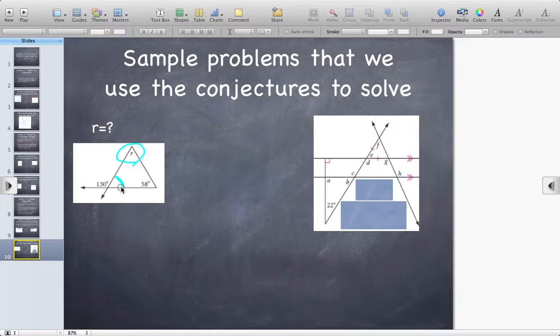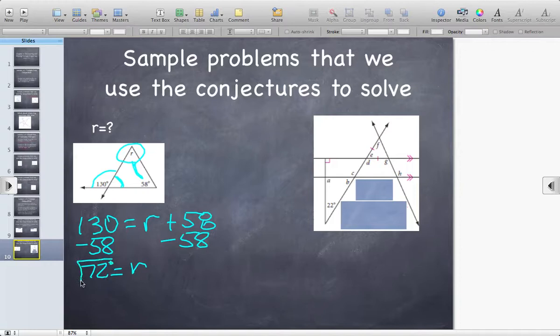But if you can remember that the exterior angle is equal to the sum of the remote interior angles, then you can just say that 130 is equal to r plus 58. And then using algebra, subtract 58 from each side, and you're going to get that r is equal to 72 degrees. All right, simple as that.